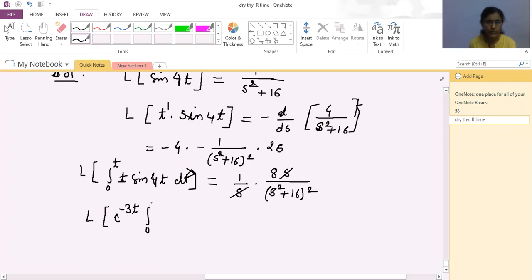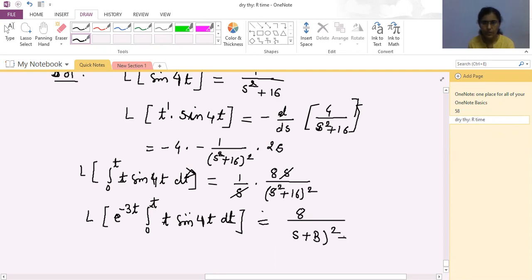So now whenever a function is multiplied by an exponential term, we have to use the shifting property. So now we'll use the shifting property and we will replace each s by... here we are having e raised to power minus 3t. That means we have to replace s by s plus 3, isn't it? So it is equal to 8 upon (s plus 3) whole square plus 16 bracket square.